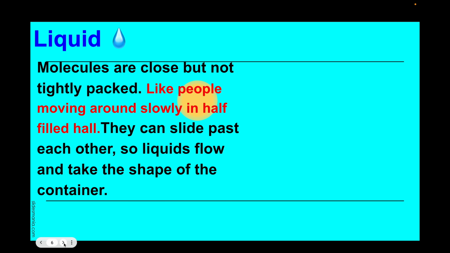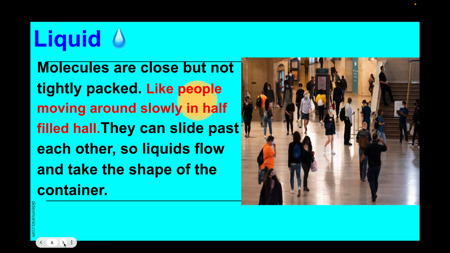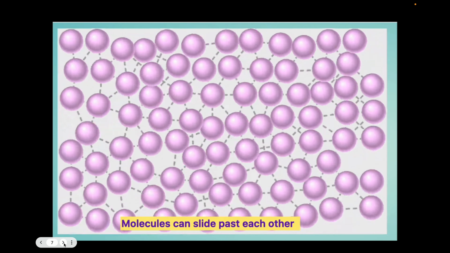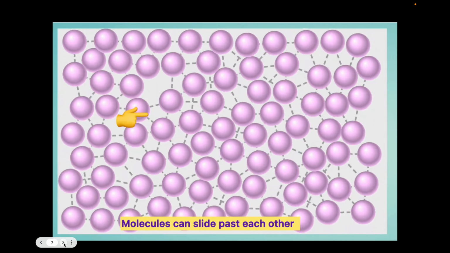Liquid. In liquid, molecules are close but not tightly packed. You can compare them with people moving around slowly in a half-filled hall. They can slide past each other, so liquids flow and take the shape of the container. Here, molecules can slide past each other.